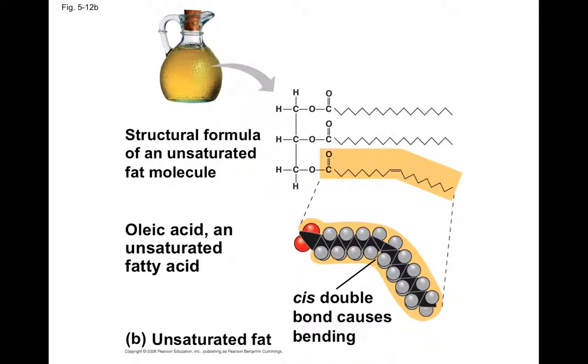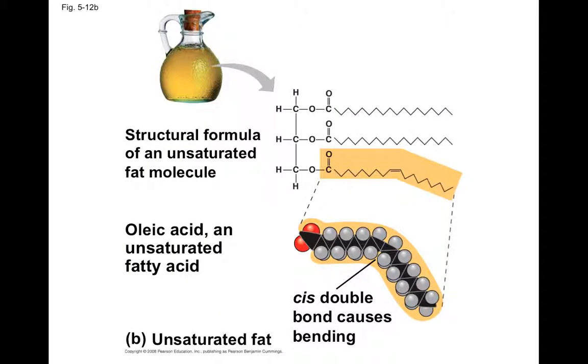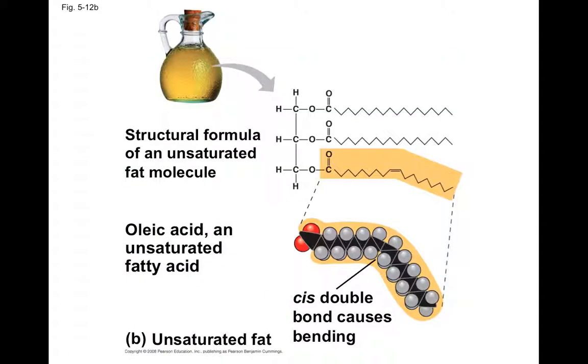So here's an example of that. But let's talk about this first. Fats made from saturated fatty acids are called saturated fats, and these are solid at room temperature. Most animal fats are saturated, and then fats made from unsaturated fatty acids are called unsaturated fats or oils, and are liquid at room temperature. So think olive oil, like in the first picture, and then plant fats and fish fats are usually unsaturated.